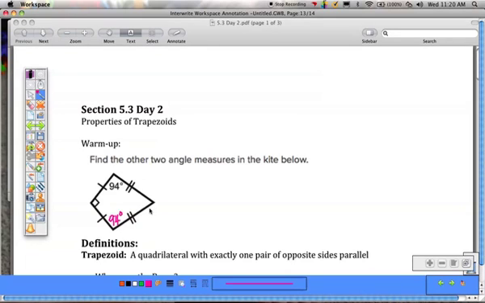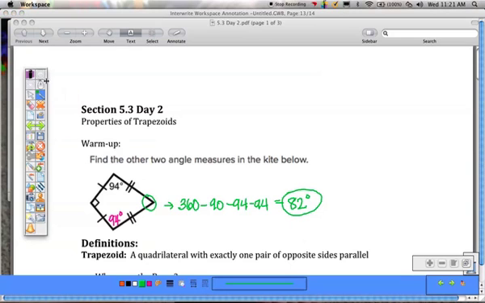To get the missing angle, the other vertex angle, we know there's 360 degrees in any quadrilateral, and we're going to subtract the other 3 angles. And together that will be 82 degrees. So there's the other vertex angle.